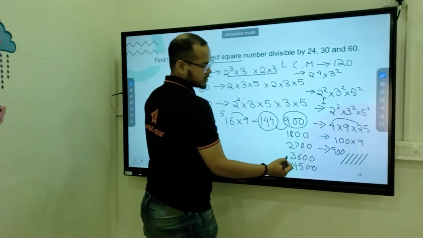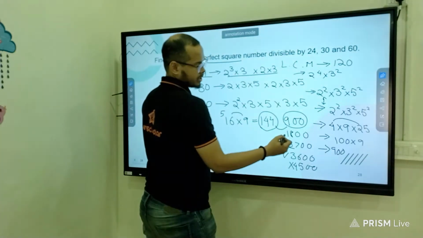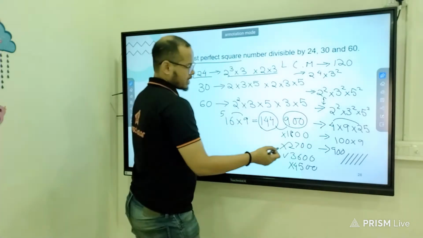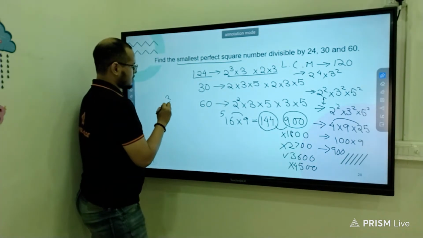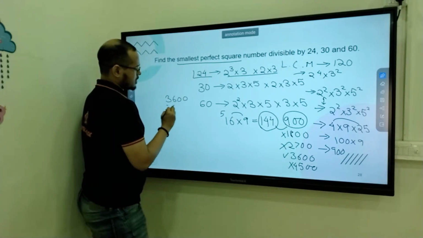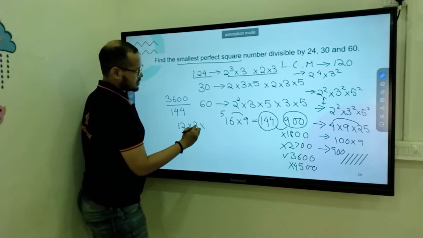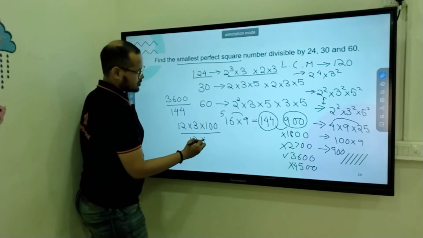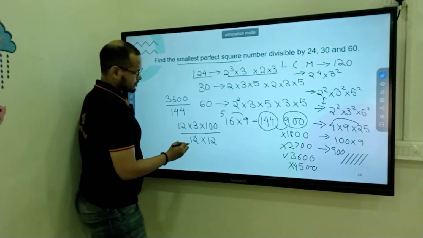No, it's not. Is 3600 a perfect square? Yes, it is. Is 2700 a perfect square? No, it's not. Is 1800 a perfect square? No, it's not. Now, the last thing of the sum is 3600 divided by 144. Let's find it out. 36 is 12 into 3, into 100, and 144 is 12 into 12. So 144.